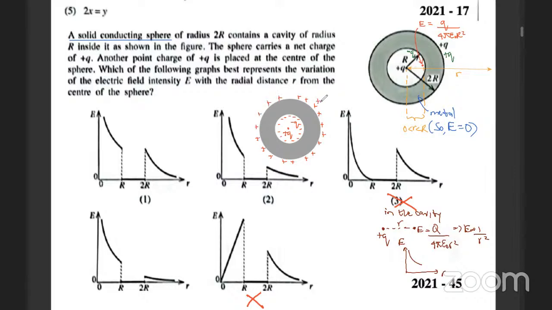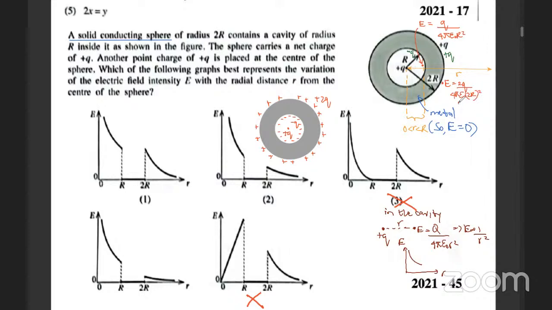And we all know when you go away from the outer surface of the sphere, E is going to definitely reduce. But very important point, what is the electric field intensity just outside the sphere? Because we have to compare that with this value. That is going to be 2Q divided by 4 pi epsilon naught (2R) squared. Very important.